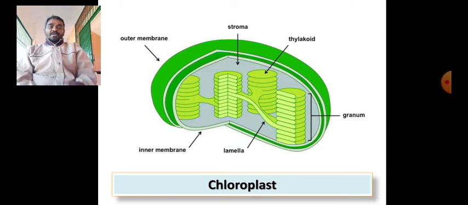Chloroplast structure, just for your idea, which is not in our text, but lots of extra information is given here, mainly keeping in mind that you prepare well, so that will help you not only for our local examinations, not only our home examinations, but also your entrance tests and other different types of competitive examinations. That's why these materials are being shared with you.